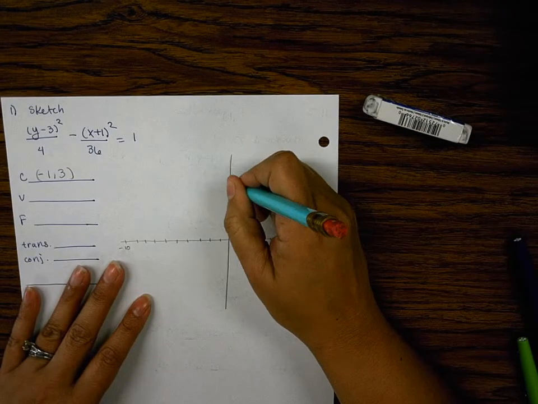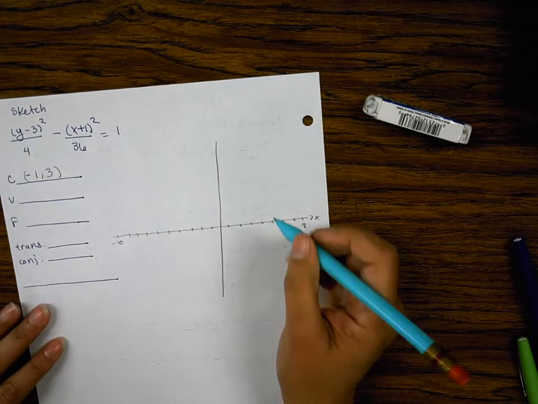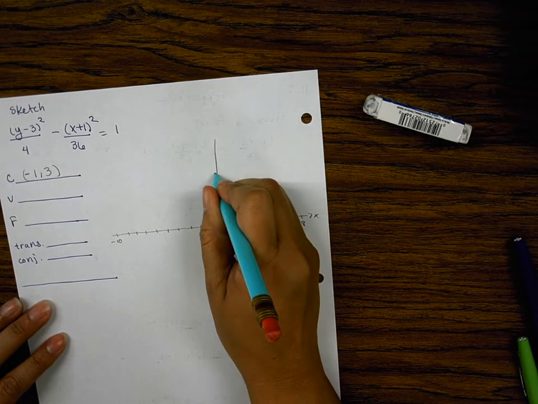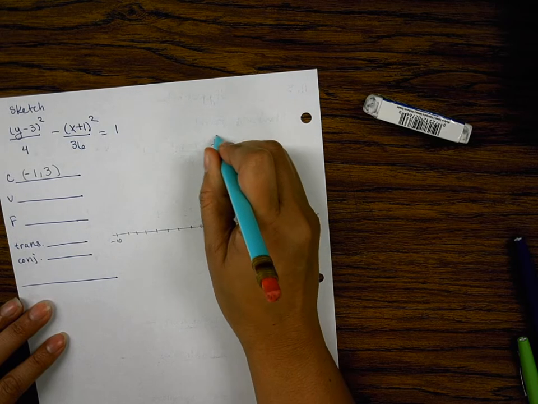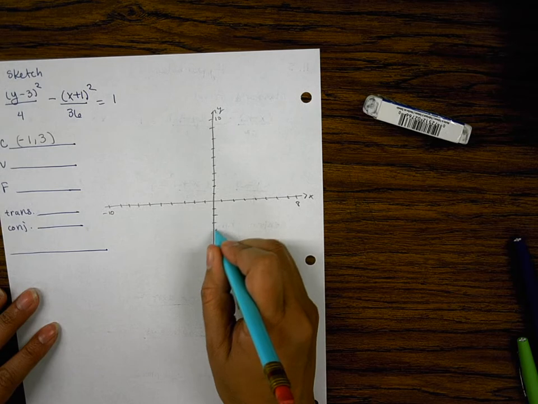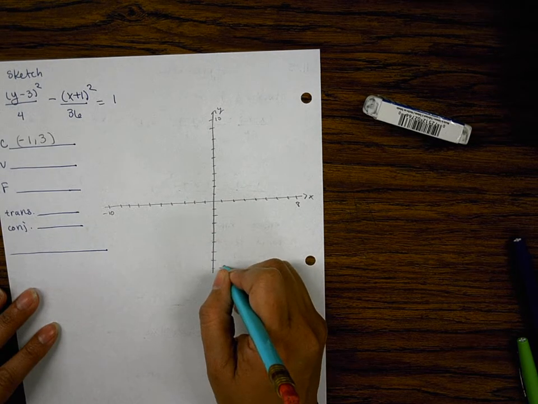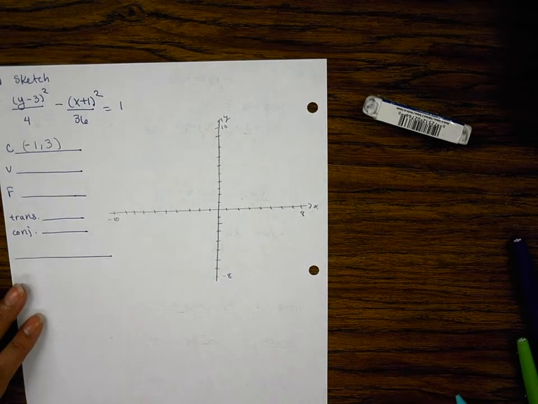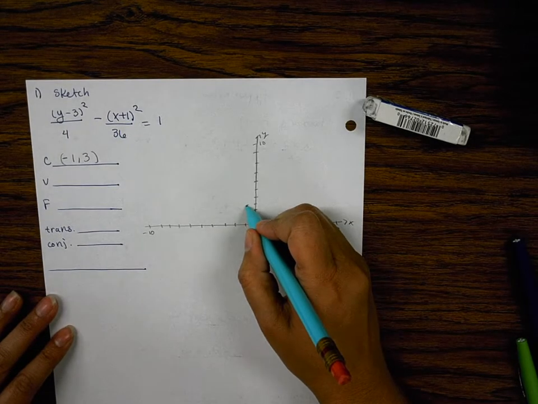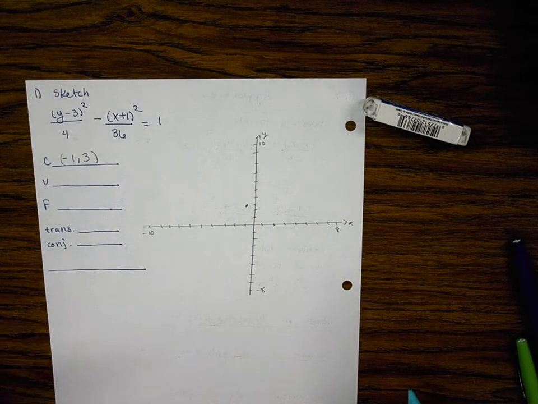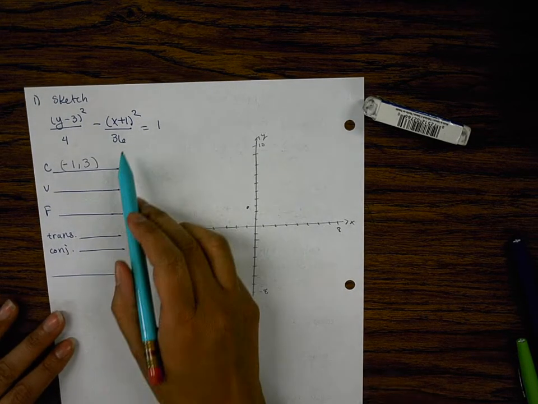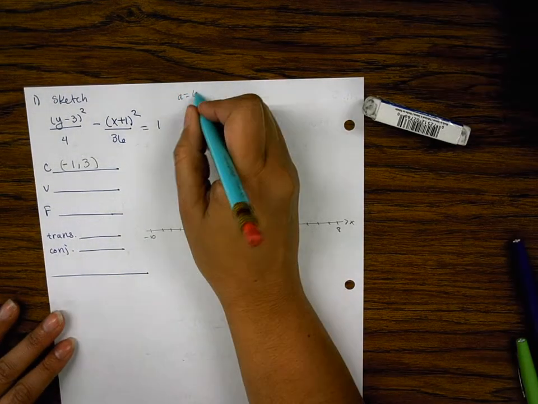Go ahead and draw your coordinate plane. All right, I'm going to plot (-1, 3). And how do I graph this? I started off just like I would an ellipse. Be careful, A is 6 and B is 2.